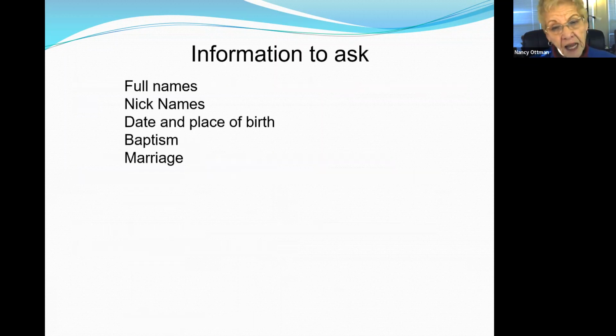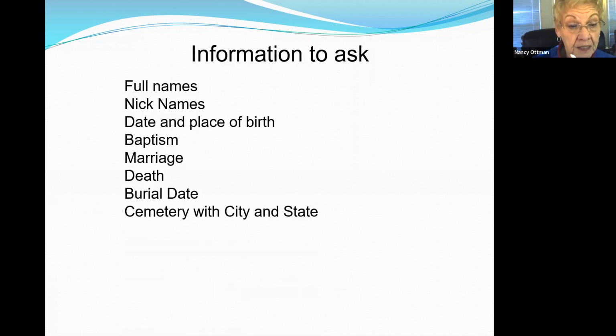Now, information to ask. Get full names, nicknames, date and place of birth, baptism, and marriage. On full names, as an example, I had an Uncle Pete. Well, when I started doing my research, I found out Pete was a nickname. His real name was Forrest. I don't know how they got Pete out of Forrest, but his name was Forrest, not Pete.